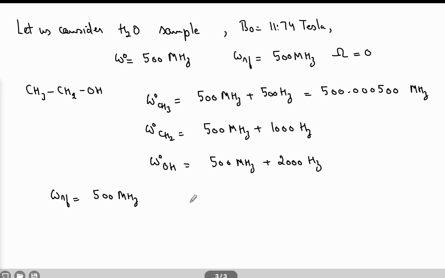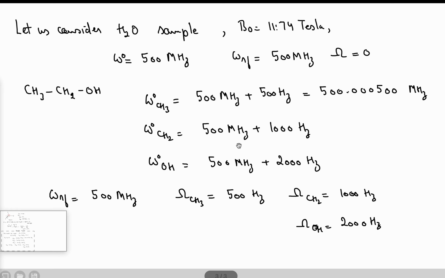So if we do that, then my offset for CH3 will be 500 hertz, offset for CH2 will be 1000 hertz, and offset for OH will be 2000 hertz. That is very easy to calculate, right? You just take the difference between these two and you get the offset. Now I can choose my offset differently.